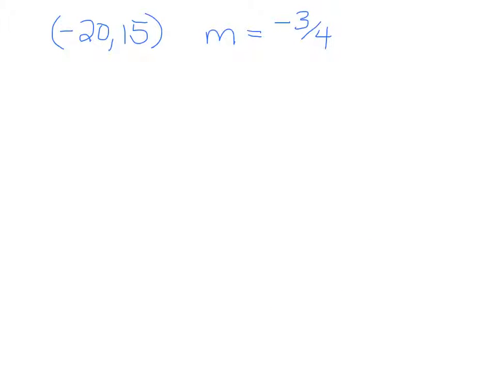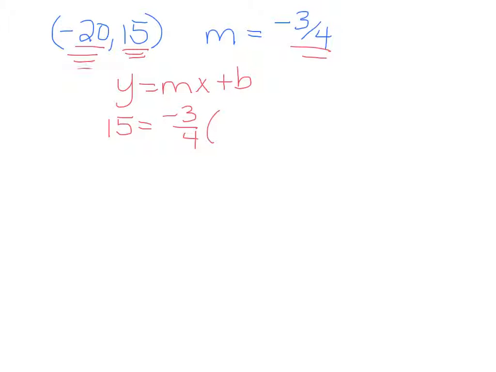Now we're going to use the point and the slope to find what b is. To do this, I'm again going to use that equation, y equals mx plus b. Let's plug in what we know. Here's my y value. M is negative 3/4. X is negative 20. And we're trying to figure out what b is.